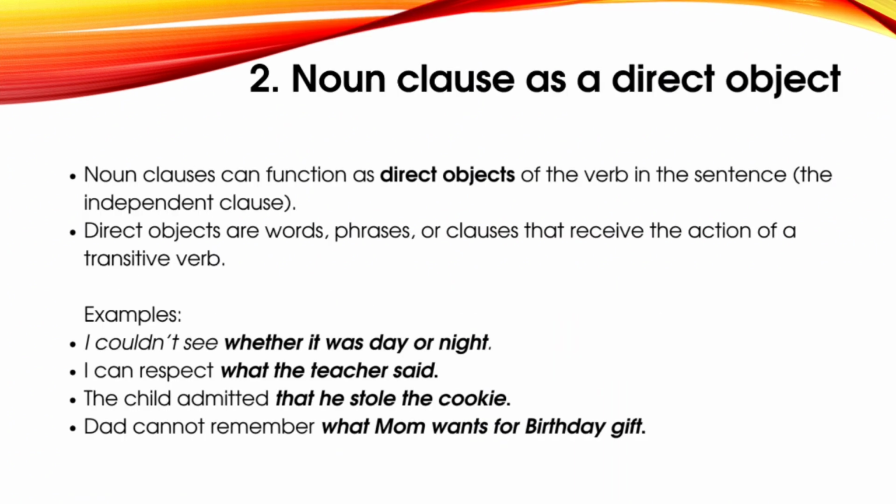Second, noun clause as a direct object. Noun clauses can function as direct objects of the verb in the sentence or the independent clause. Direct objects are words, phrases, or clauses that receive the action of transitive verbs. Examples: I couldn't see whether it was day or night. I can't respect what the teacher said. The child admitted that he stole the cookie. Dad cannot remember what mom wants for a birthday gift.